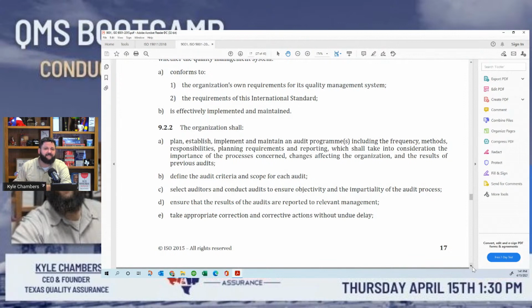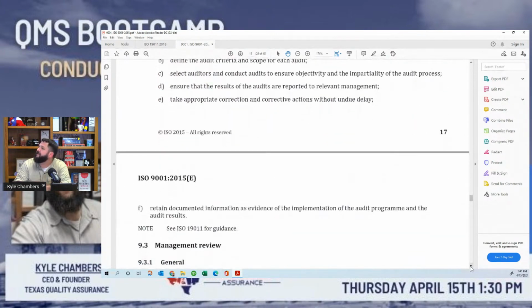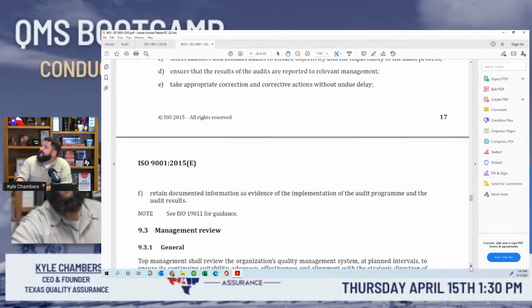So these are some of the basic details of the internal audit. This is nothing we're terribly unaccustomed to talking about or understanding. And the last detail here is retain documented information as evidence for the implementation of the audit program and findings. All right. Well, we have to have evidence. And that's the word that we're really trying to get to here, is all of this boils down to we have to have evidence and we have to maintain that evidence.